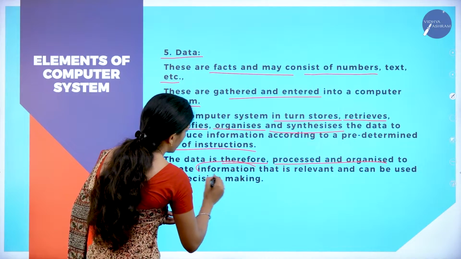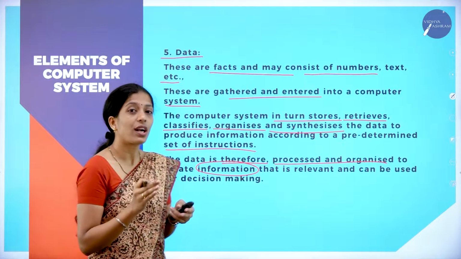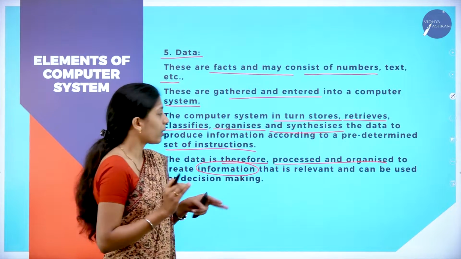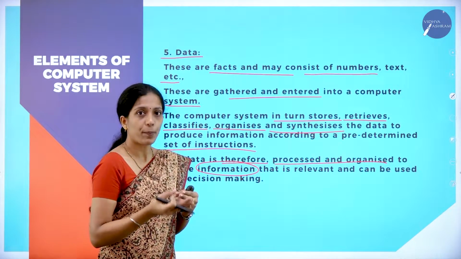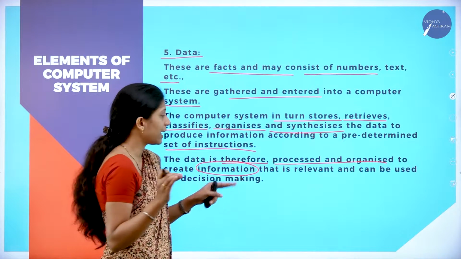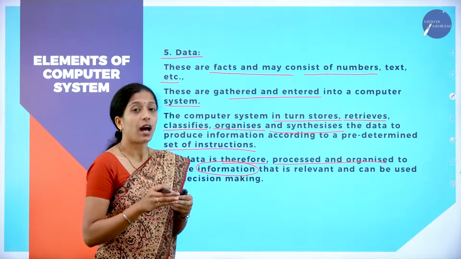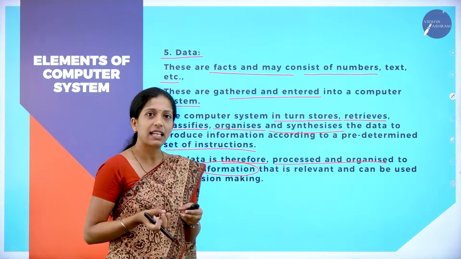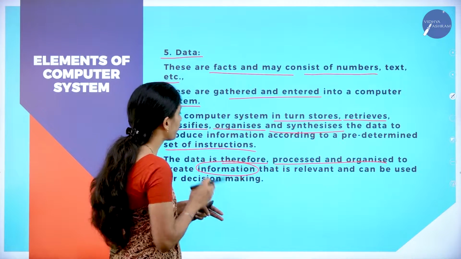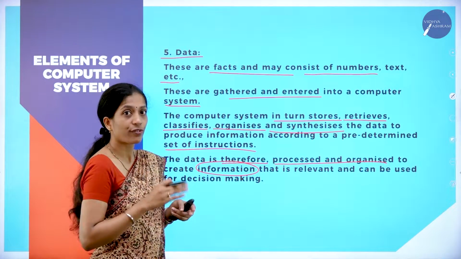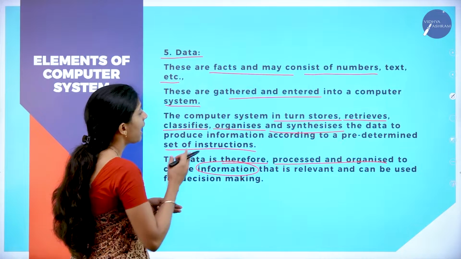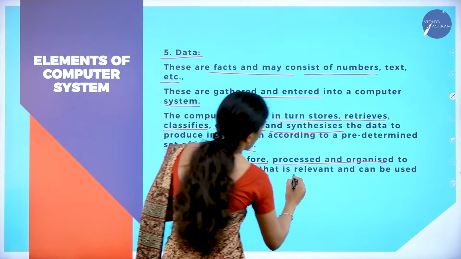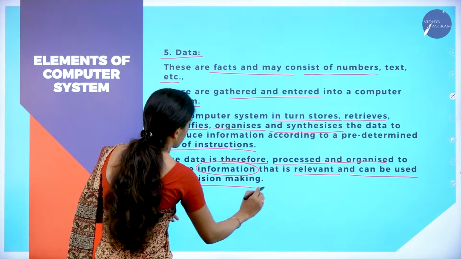The computer will process the data and organize the data to create information. Now, what is the difference between data and information? Data is raw data, raw text or raw context. That is known as data. After the processing of data, the result we get is called what? Information. The user will enter the data, the computer will process the data and give the output in the form of information. So the data is processed, entered and organized to create information that is relevant and can be used for decision making.